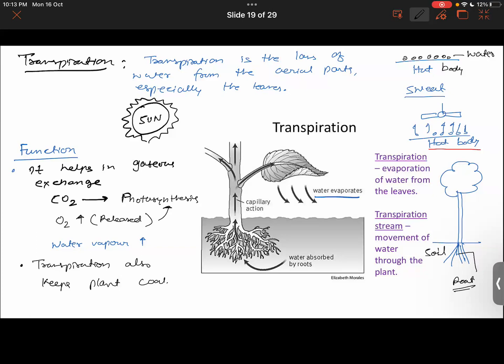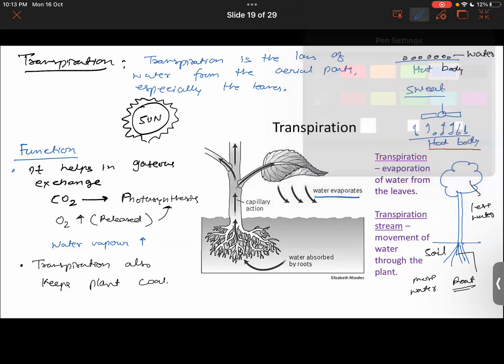Not in terms of usage. Simply, more water is present in the soil. Obviously, because we provide water in the soil itself. So more water is present here while comparatively less water is present in the shoot system.